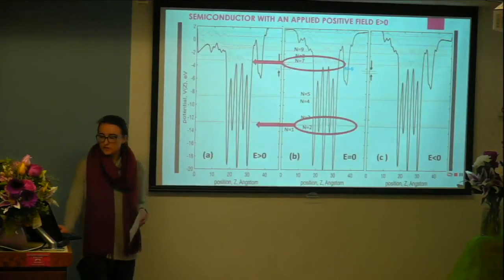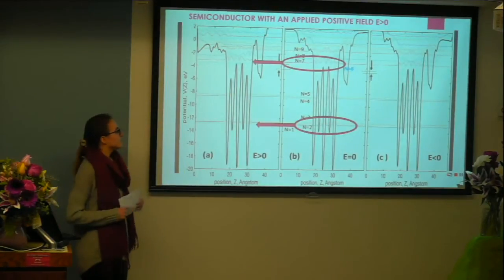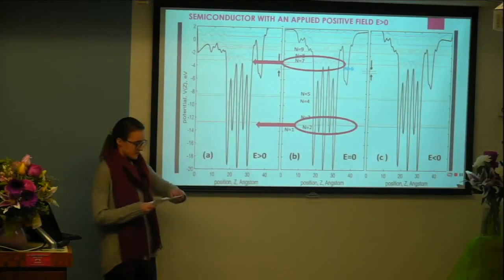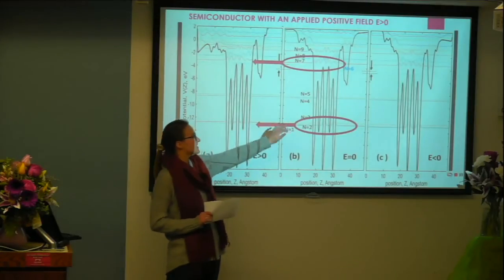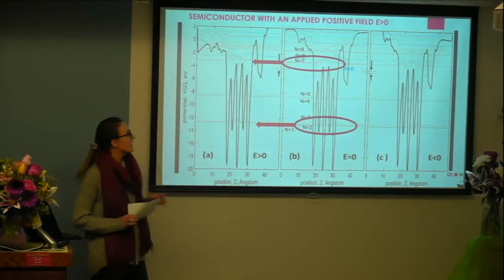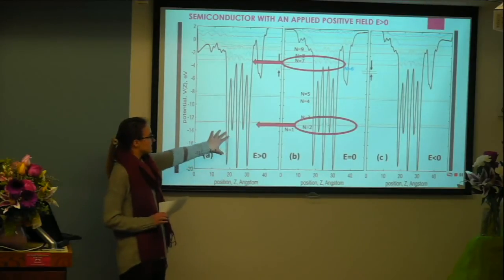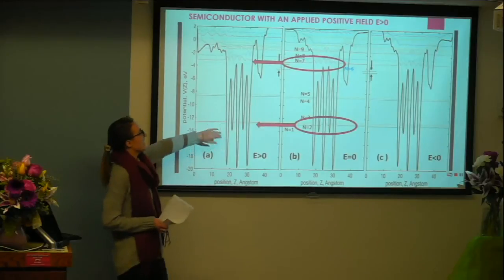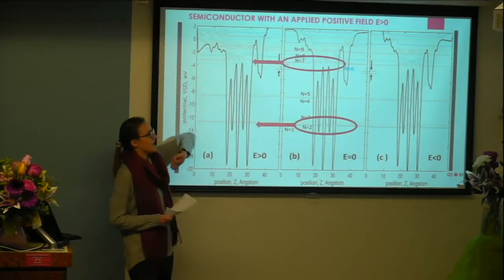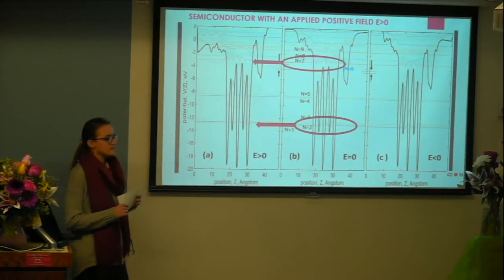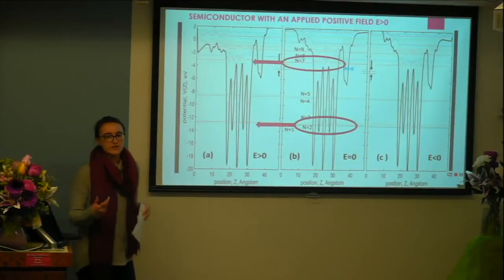However, once we start to apply a field, here I have just a demonstration of potential versus position, where all those colored lines are eigenstates for each respective potential. Just to demonstrate what we're going to do, we're going to start at an initial ground eigenstate, and then excite it up to about 7 or 9. And so in the middle is where we have no applied field, which is what we just looked at. And then we have both a negative and a positive field, and we're going to look at how those affect the electron's motion differently.